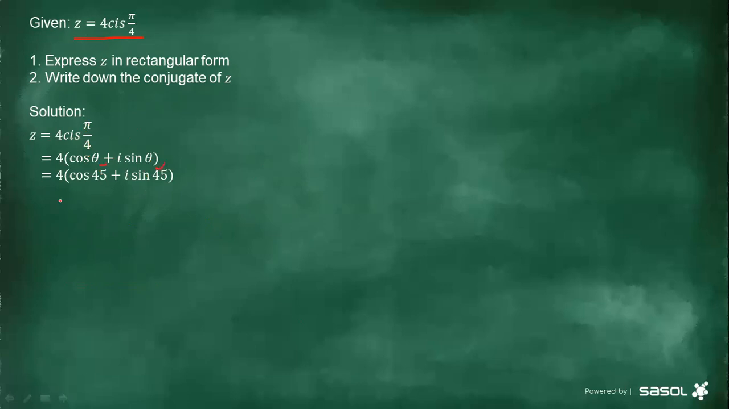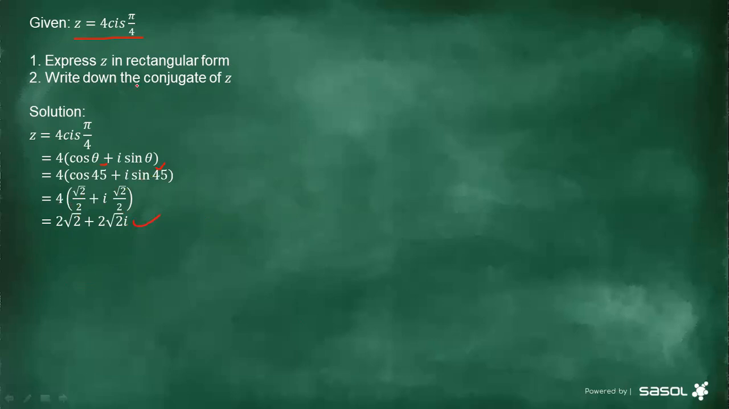All right. And then from there, you say cos 45 is square root of 2/2 plus I. Sine 45 is also square root of 2/2. Then from there, you're going to multiply or open this bracket with this 4 outside. Then it's going to give us 2 square root of 2 plus 2 square root of 2 I. So that is the answer. Now it is in the rectangular form.